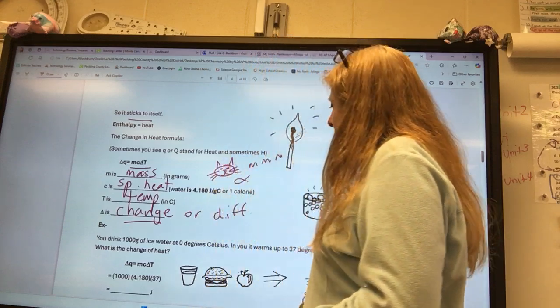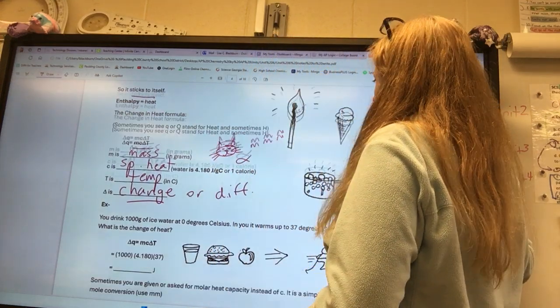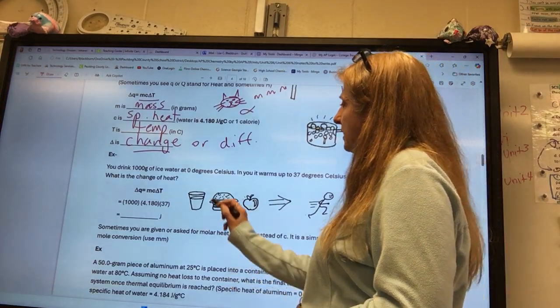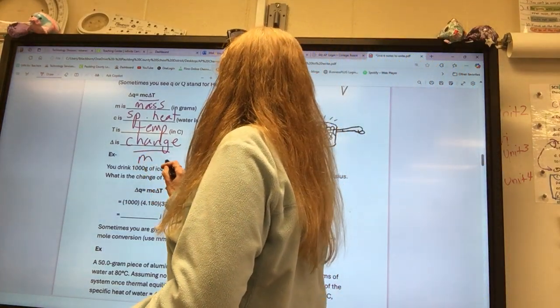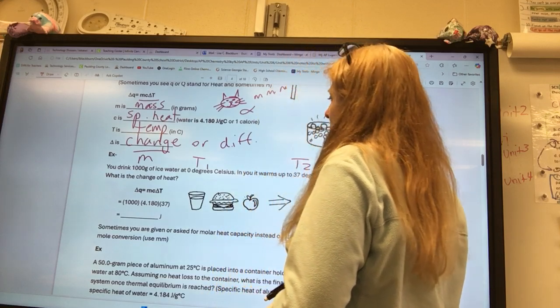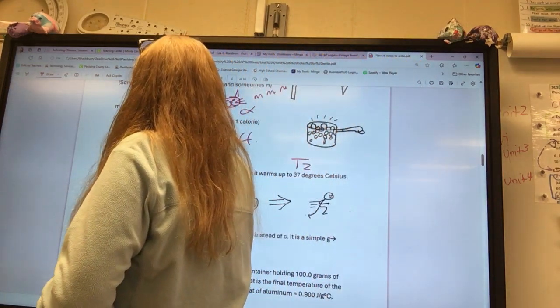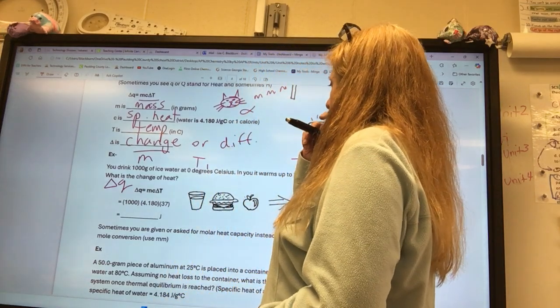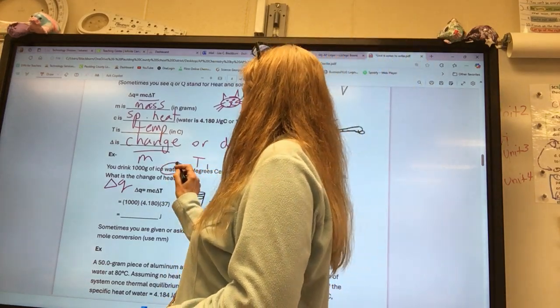Okay. So here's the example problem. You drink 1,000 grams of ice water at 0 degrees Celsius. So we have a mass, we have a temperature, and we have another temperature. And what we want to know is what is delta Q. That's our question word.